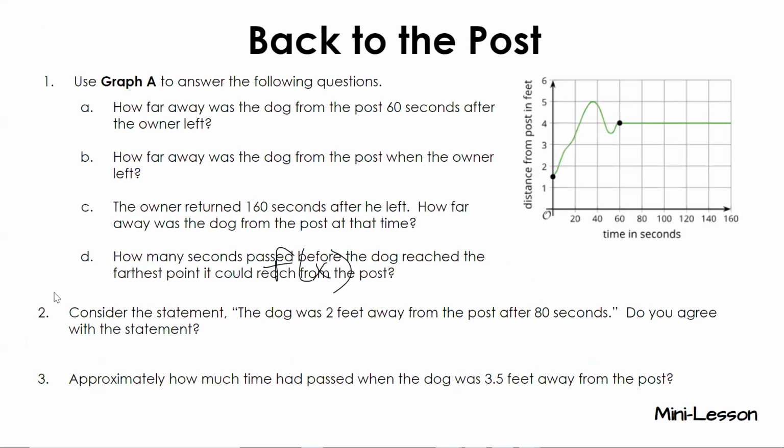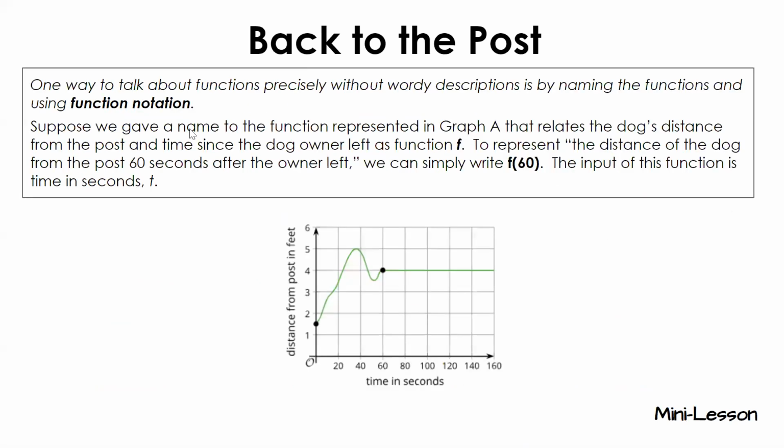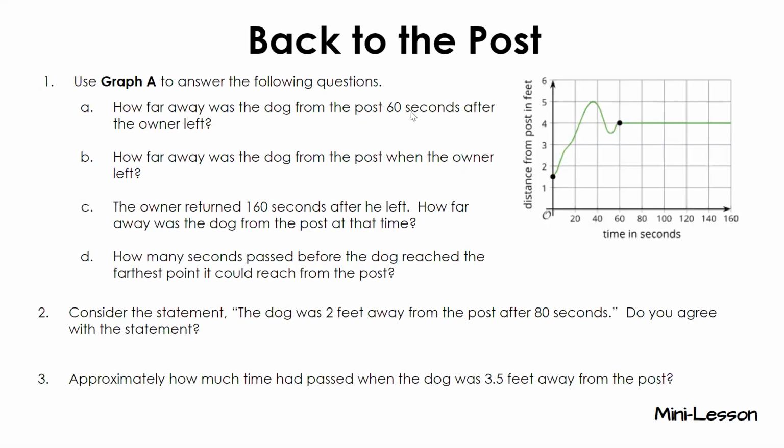So using graph A, answer the following question. How far away was the dog from the post 60 seconds after the owner left? Okay, so let's look at this. On our graph, we have time in seconds for the x, and we have distance from the post in the y. So at 60 seconds, how far away was the dog? Okay, and we see that because that y value, right? So it was 4 feet away.